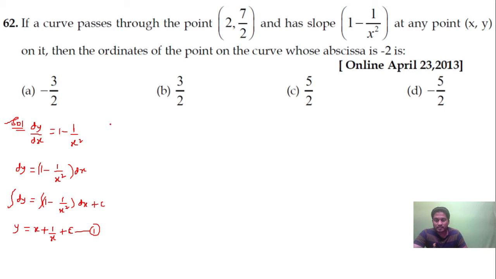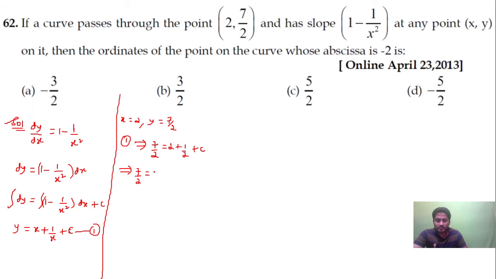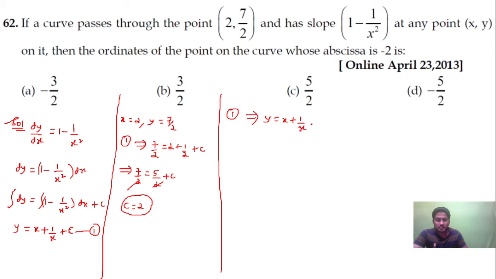Let's call this equation 1. Now it is given in the question that it passes through the point 2 comma 7 by 2. So x is 2, and I'm going to take y equal to 7 by 2. Substitute in equation 1. So equation 1 becomes 7 by 2 is equal to 2 plus 1 by 2 plus c. So 7 by 2 is equal to 5 upon 2 plus c. So the value of c will be equal to 1. Now take the value of c and substitute back in equation 1. So equation 1 becomes y is equal to x plus 1 by x plus 1.